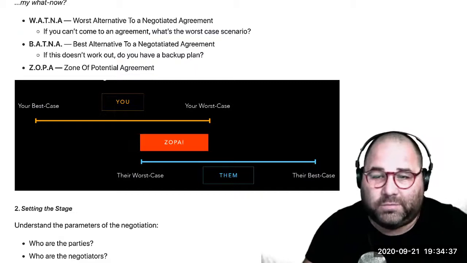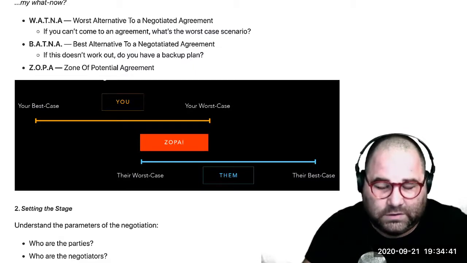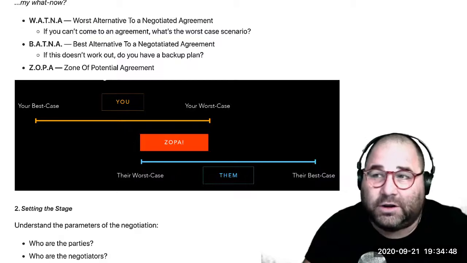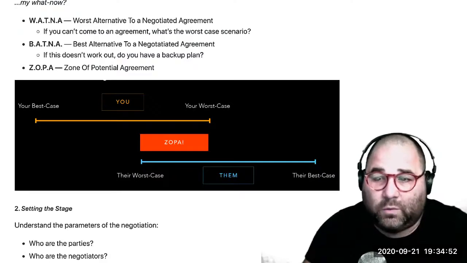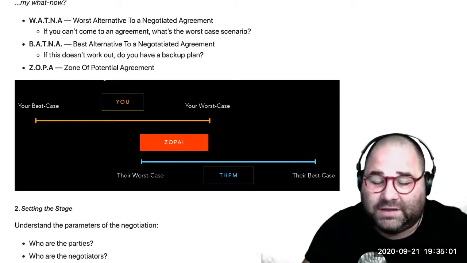That's the point of the ZOPA. You have to think about what their position is. So their best case scenario is that you are the cheapest person. Their best case scenario is that you'll take a job for $28,000. Their worst case is $75,000. Anything above $75,000, they can't do it.